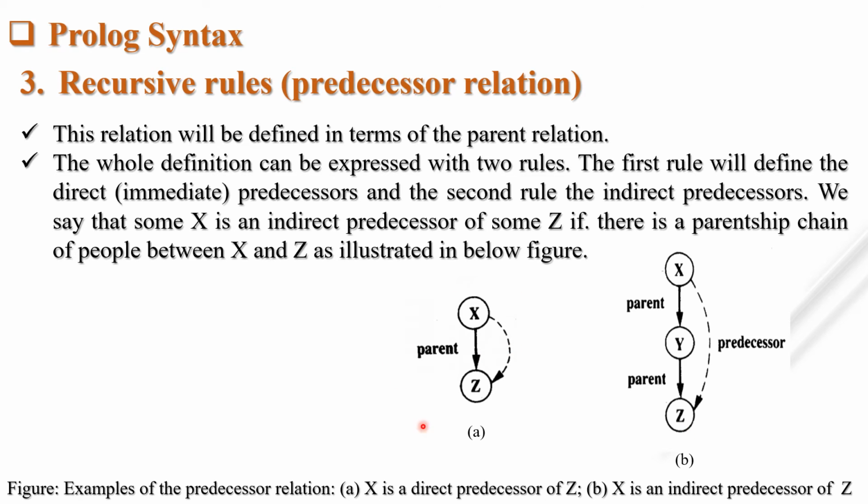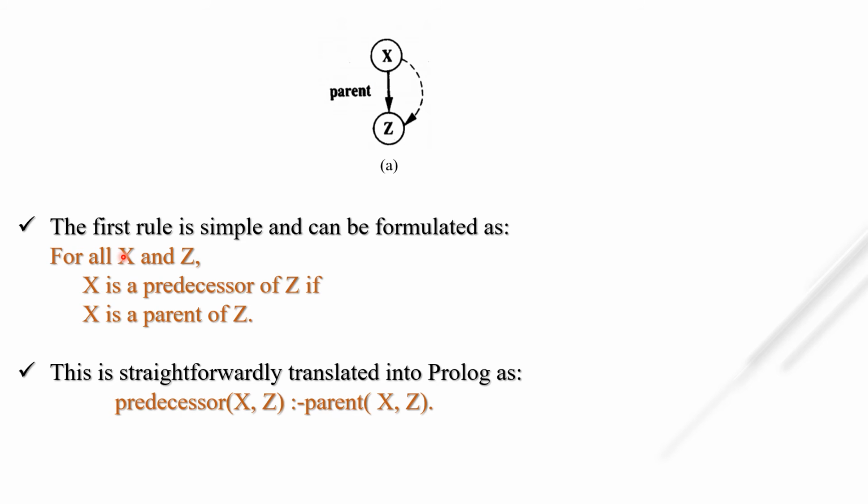But this is the first rule that defines the immediate, that is direct, predecessor. X is a direct predecessor of z. Here x is an indirect predecessor of z. So the first rule is simple and can be formulated as: for all x and z, x is the predecessor of z if x is a parent of z. With the help of a rule, what we write in Prolog syntax is: x is a predecessor of z if x is a parent of z. This is going to be true when this is going to be true.